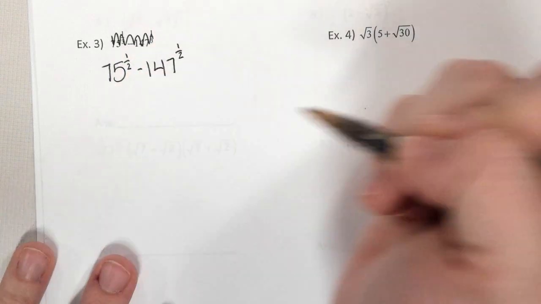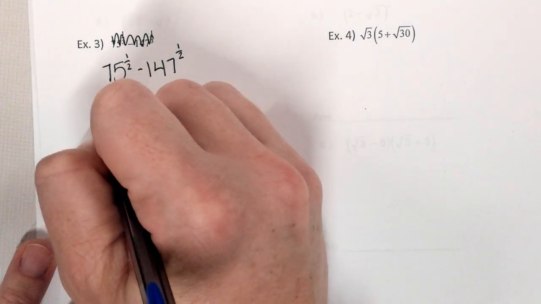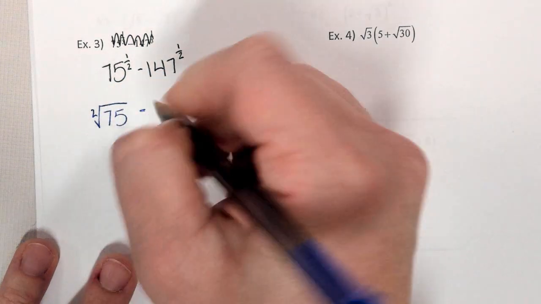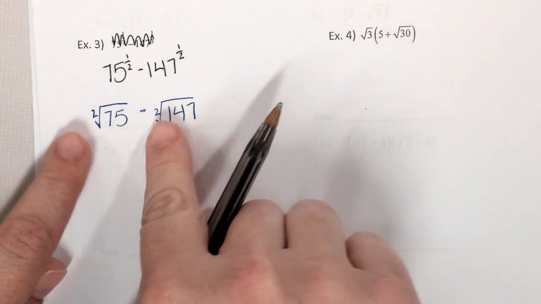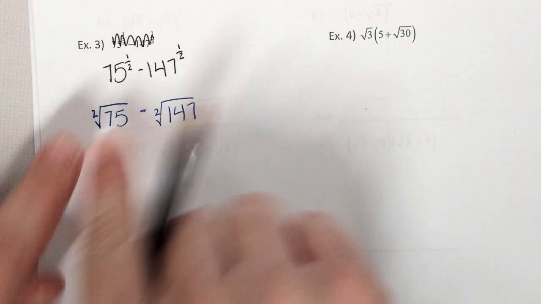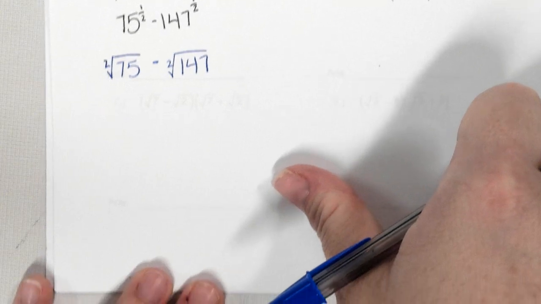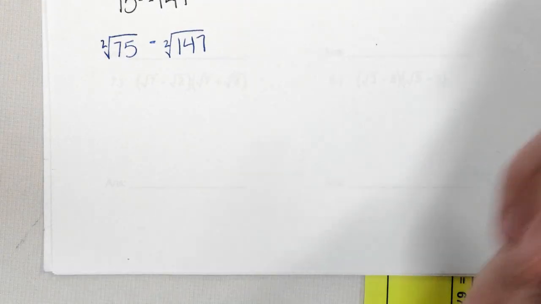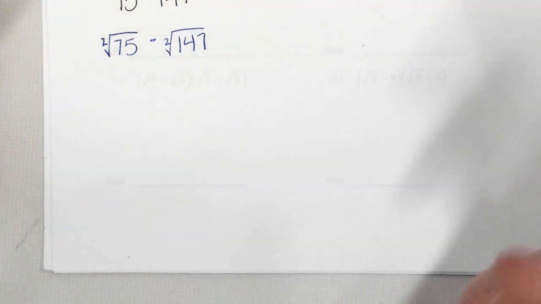Well, what's my root here? 2. So this is the square root of 75 minus the square root of 147. Now, do you have to label square roots? No. So if you didn't put 2's, are you okay? Yes. Now, I'm going to have to break these down. I've already proven in my calculator that 75 is not a perfect square. You could do the square root of 147, but if you look here, it's also not a perfect square. So I'm going to have to break both of them down.